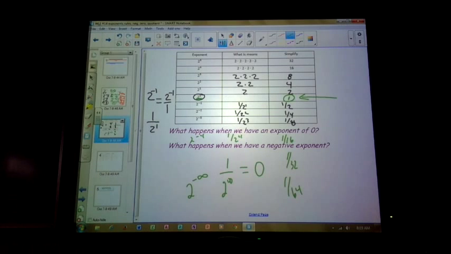The Greek letter pi raised to the 0 power. Anybody? 1. 255,321 raised to the 0 power is 1.